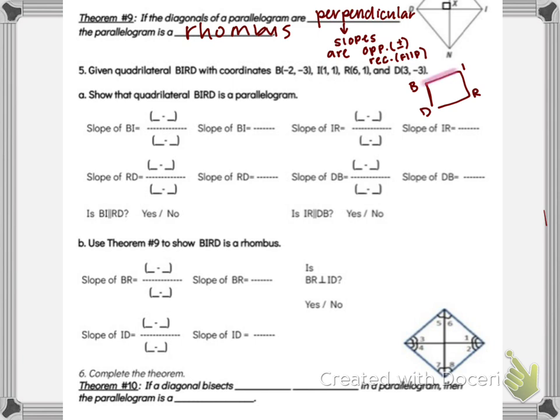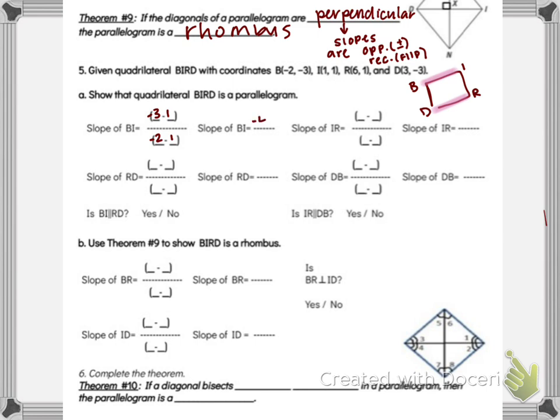Okay. Now we're going to start comparing sides. We're going to compare BI and DR. So I want you to go ahead and find the slope of BI. All right. So if you're trying to find this slope right here, B. And remember, the x's go on the bottom, the y's go on the top. B is -2, so that -2 goes on the bottom. And then -3 goes at the top. I is 1, 1, so that 1 goes at the bottom, the 1 goes at the top. Go ahead and solve for that.